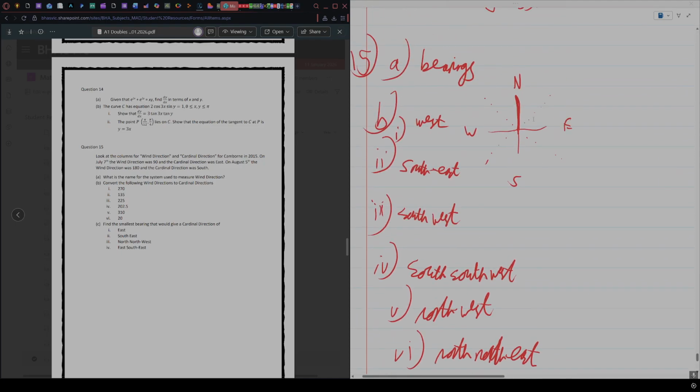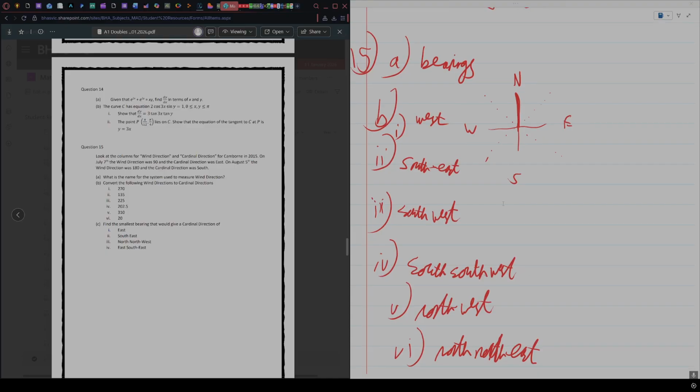And another note about bearings, they always start from the north. Remember, that's why I did a highlight of the north. Usually when you're on graphs, like when we do polar coordinates in year 2, theta usually starts from east and goes this way. But when you're doing bearings, it starts from north and goes right for some reason. I don't really know why.